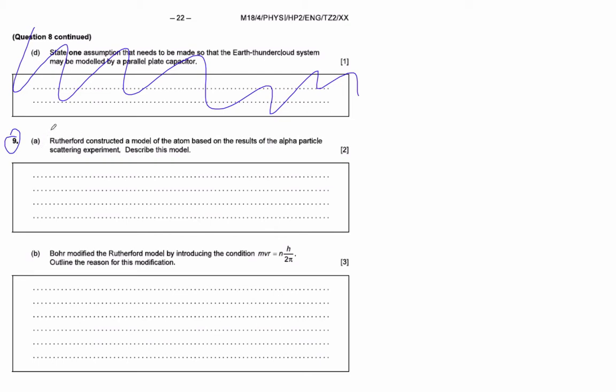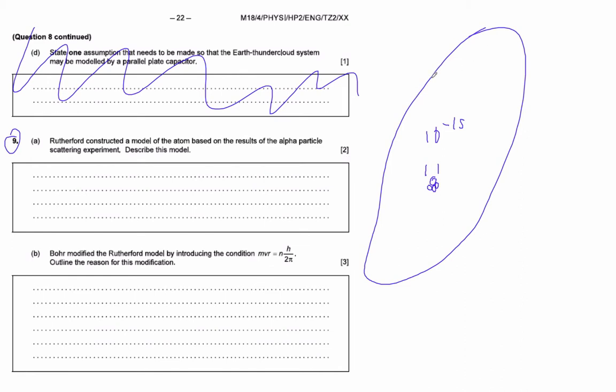All right. So number 9, Rutherford constructed a model of the atom based on the results of the alpha particle experiment. Describe this model. Well, the model is just the picture, right? We've got the very, very small positively charged nucleus, on the order of 10 to the minus 15th, and then the electron orbiting in a nice circular orbit. It's just like the solar system, only the sun's a lot smaller. And the atom is roughly 10 to the minus 10th meters.